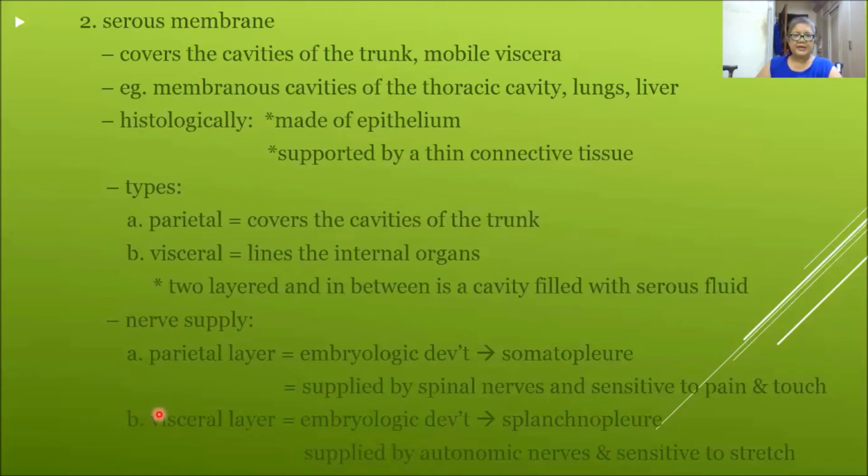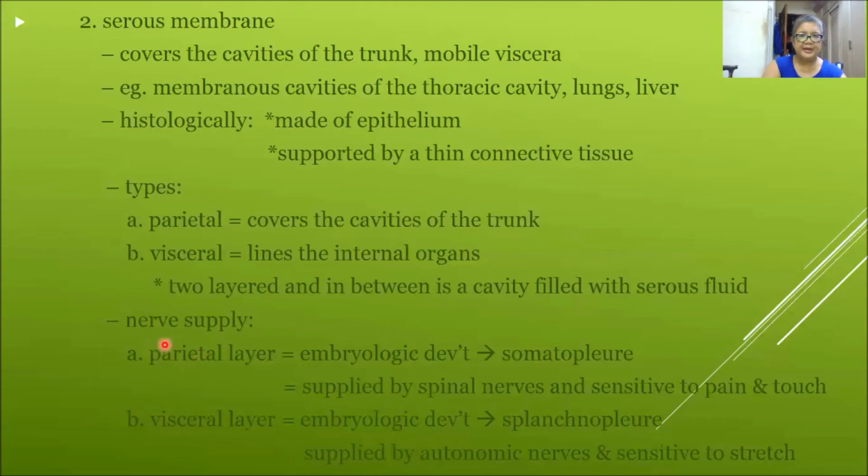Since the visceral type of serous membrane covers the internal organ, there could be some content in it. In order to expel it, it has to contract, so the serous fluid between the two layers of the visceral membrane means there will be less friction with each contraction.